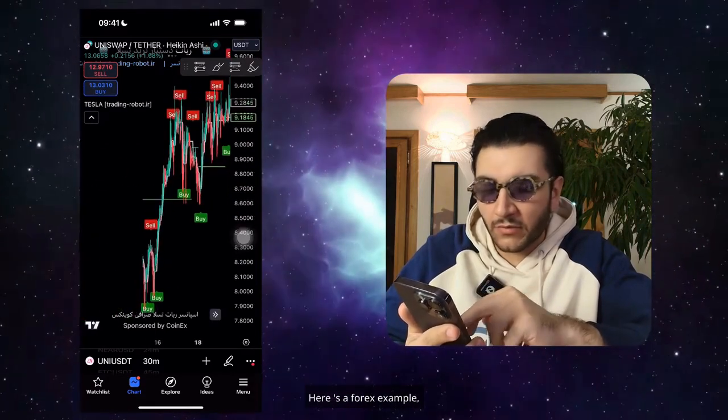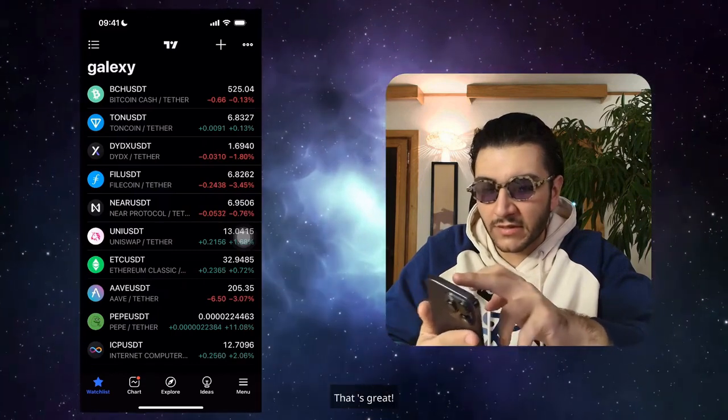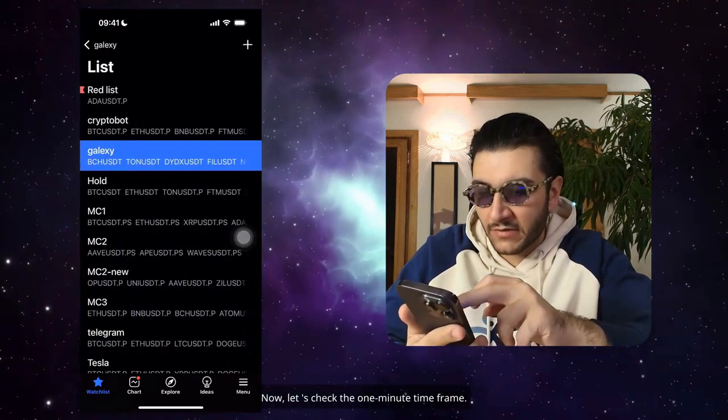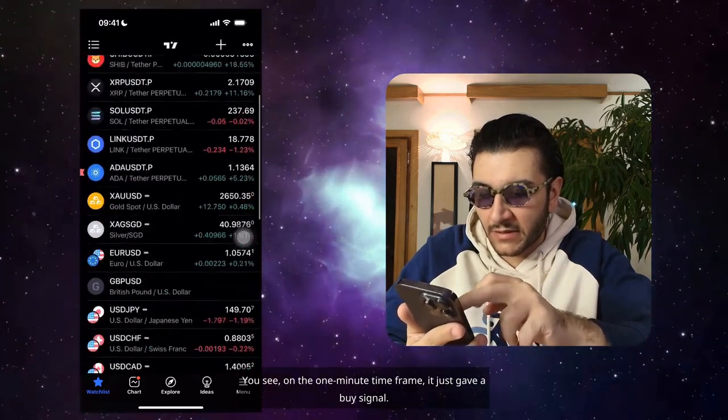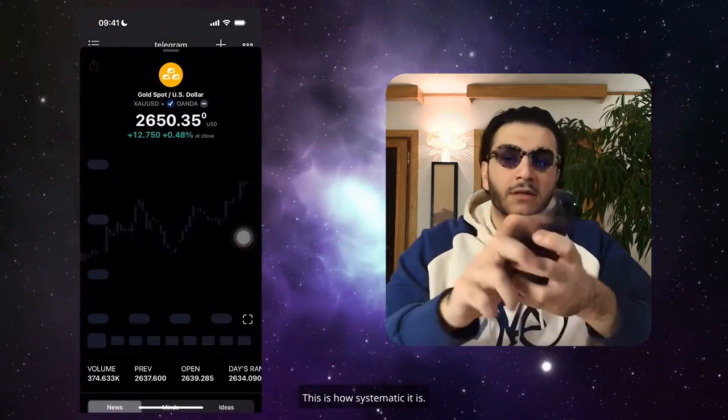Here's a forex example. If trading gold, open the chart for signals. That's great. Now let's check the 1 minute time frame. You see on the 1 minute time frame, it just gave a buy signal. It had given the previous level too. This is how systematic it is.